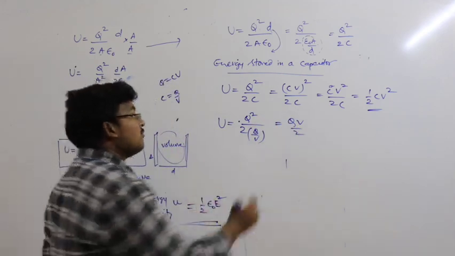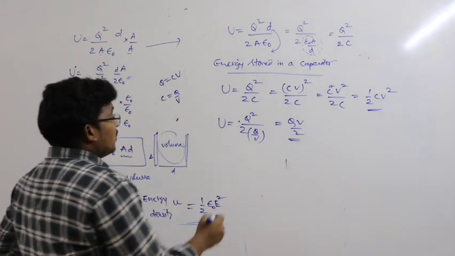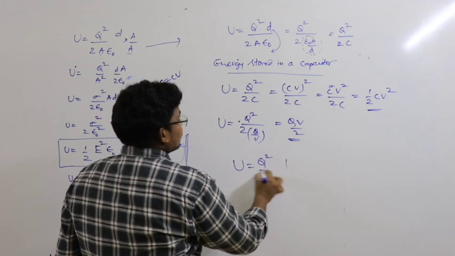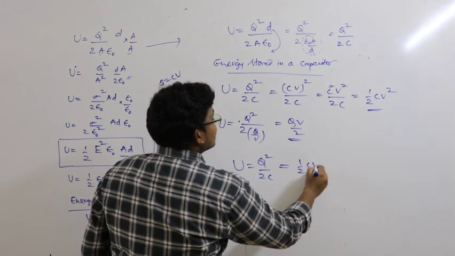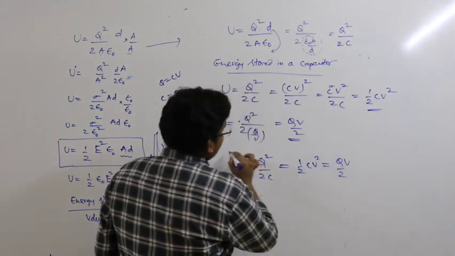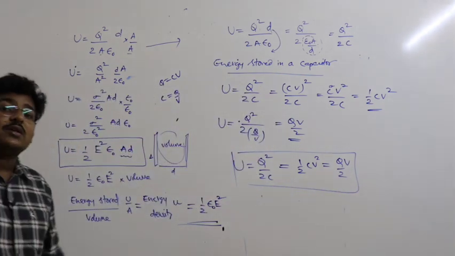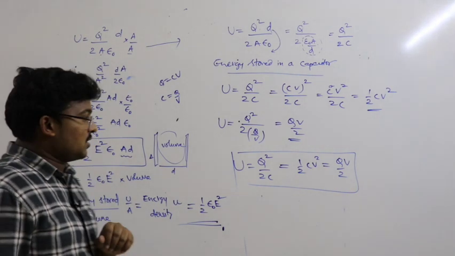So there are a number of formulas for energy stored. U is equal to, what is the first formula? Q square by 2C. Second one, half CV square. Third one, Q into V by 2. So you can use any one of these equations to find out the amount of energy stored in the capacitor.